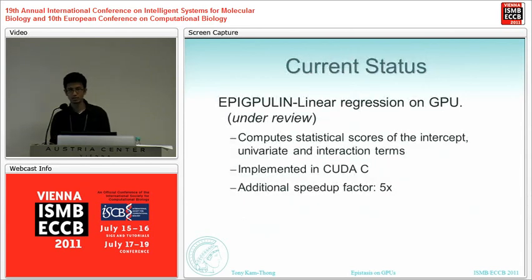Our current status on this project is that we further implemented linear regression on GPU, which, again, very creatively, we call epiGPU-LR. It is currently under review. Now it does a full linear regression on the GPU, and it's implemented in CUDA-C. We forgot about R for now because we're really looking for speed and ease of use for everyone, and it has an additional speed factor of 5.